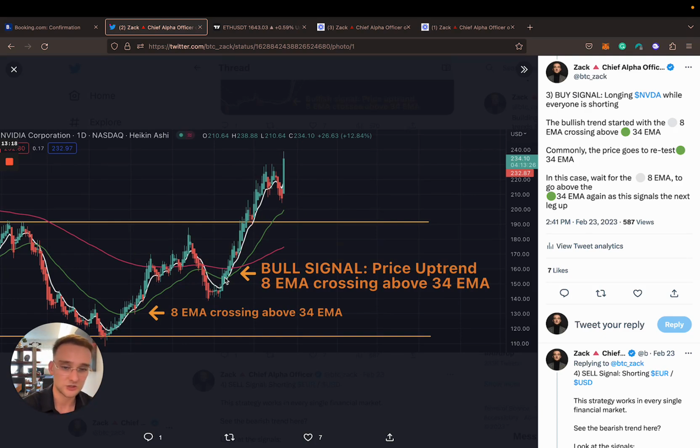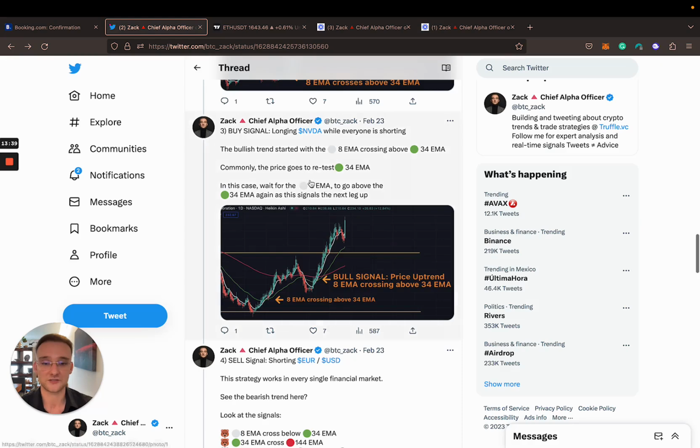8 EMA crossing above 34 EMA, and then later on even the 34 EMA crossed above the 144 EMA. This is the ultimate bullish signal. I know a lot of people were shorting into Nvidia throughout this trade, but again, if we follow the EMAs, it's just pure mathematics on the average prices, and it's the clearest indication of the actual price trend.